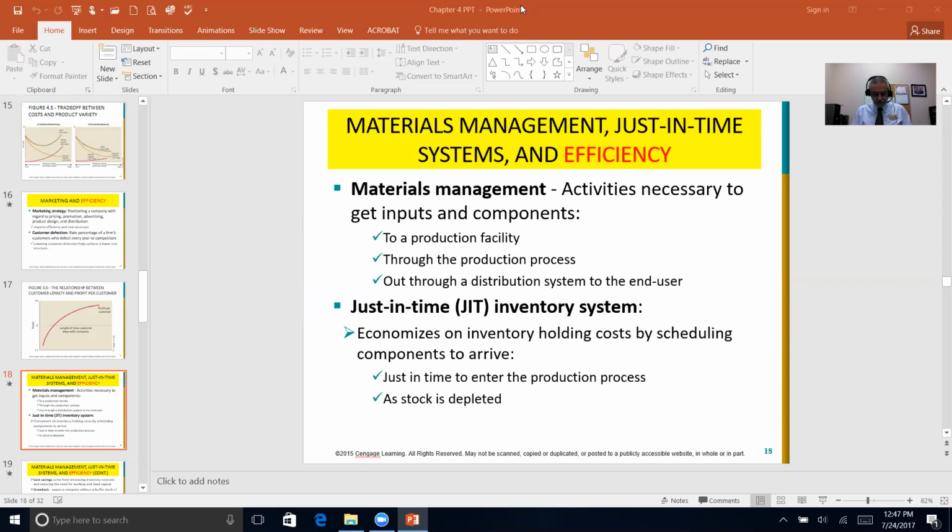Another way in which this is being done in today's environment is through the adoption of just-in-time inventory systems, which is really designed to economize on inventory holding costs by scheduling components so that they arrive just in time to enter that production process, or to have those goods arrive just in time at a retail store when that stock is almost depleted. And if you can imagine, it's an enormous amount of capital that is tied up in raw materials sitting on the shelf waiting to be used, not only through storage costs, but through taxes, through insurance, things of that nature.